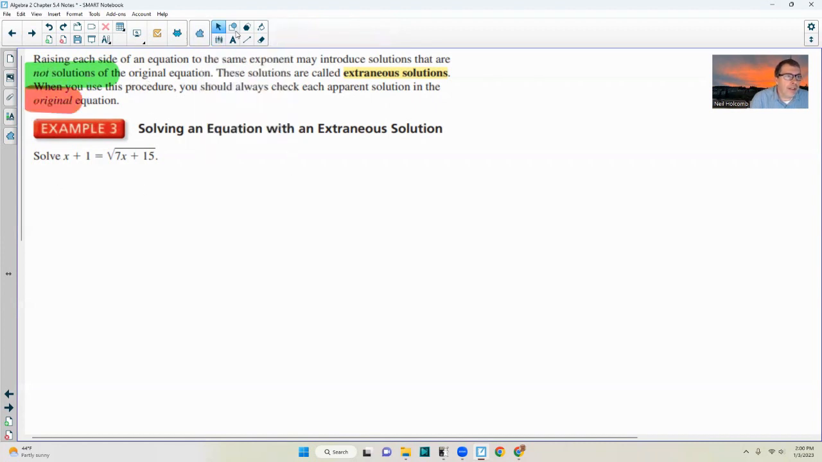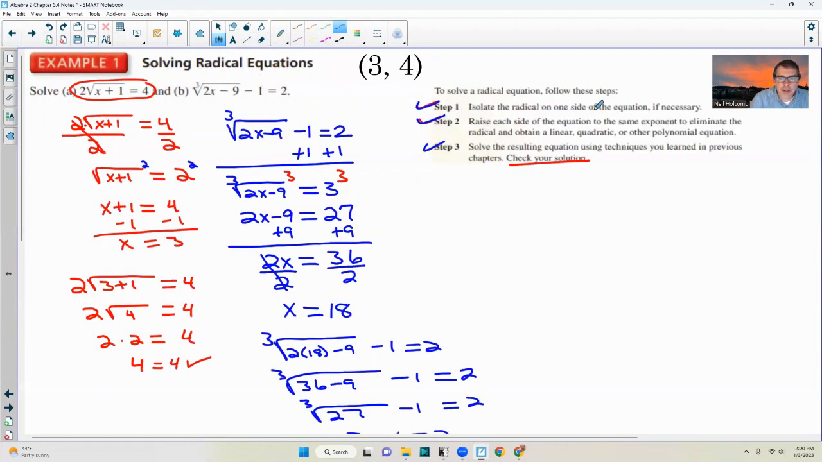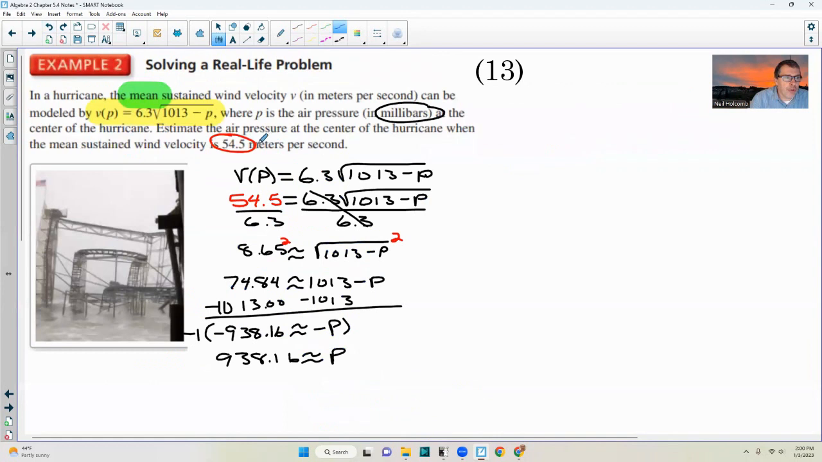All right, so let's take a look. Solve this. The radical is all by itself. The only difference between this equation and what we've been working with is there is a variable on both sides this time. No big deal. We have a radical all by itself. So therefore, step 1 right here, isolating the radical, is not necessary. That's what they mean by if necessary. So the next thing we're going to do is raise each side of the equation to that power.